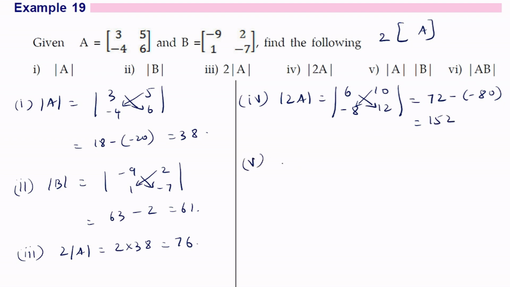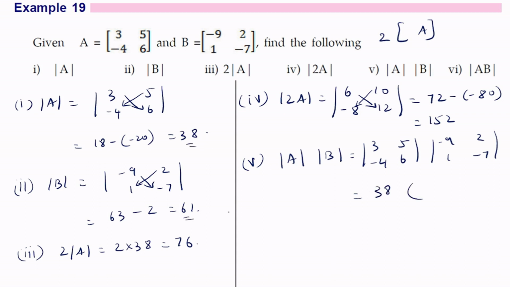Moving on to the next subdivision, determinant of A into determinant of B. So here we already got the value for determinant of A and determinant of B. So it is determinant of 3, 5, minus 4, 6 into determinant of minus 9, 2, 1, minus 7. We got these values already. This is 38 into 61, which is 2318.